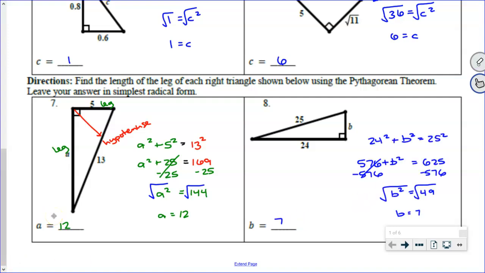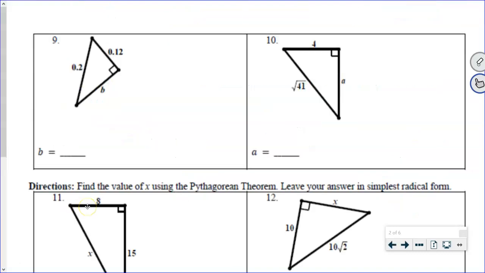All right, take a look at number 8. There's the answer for number 8. That one was nice and easy. Nice numbers to work with. Yep. Number 9.